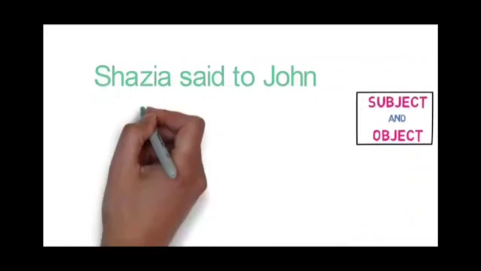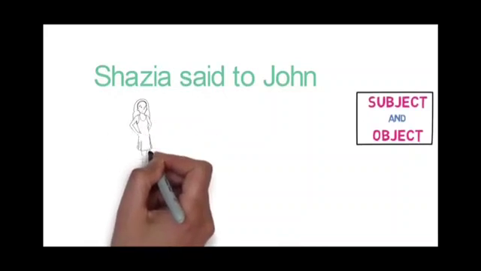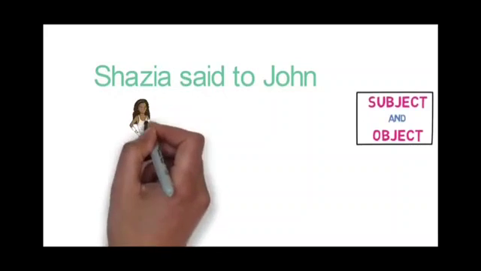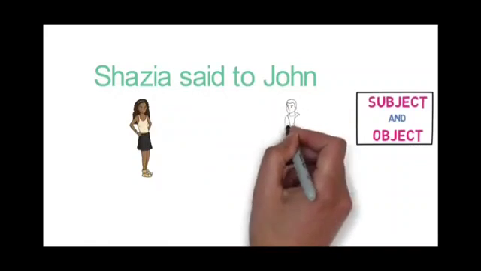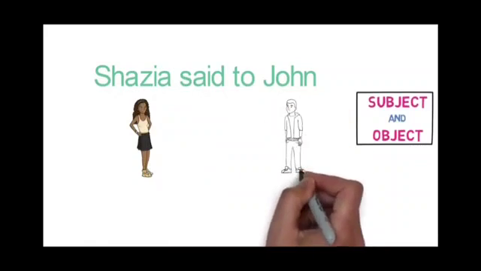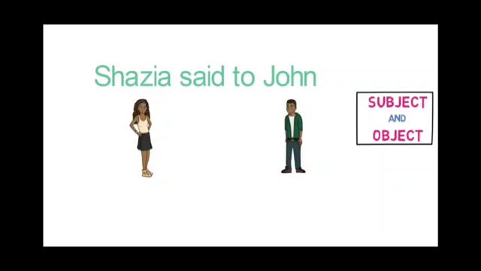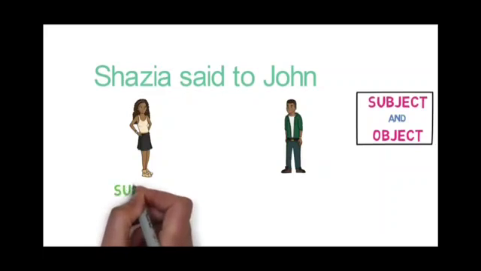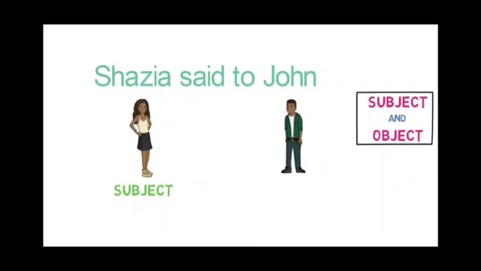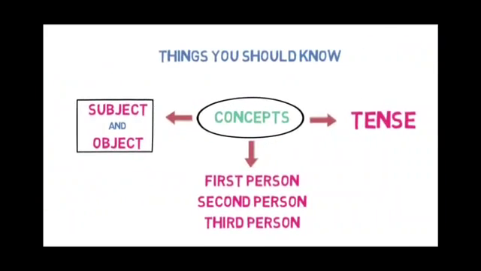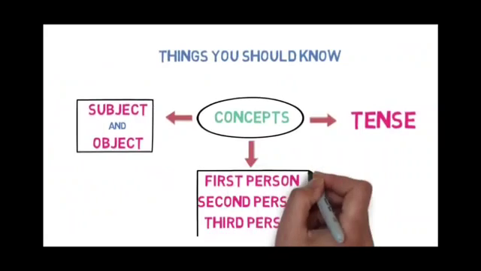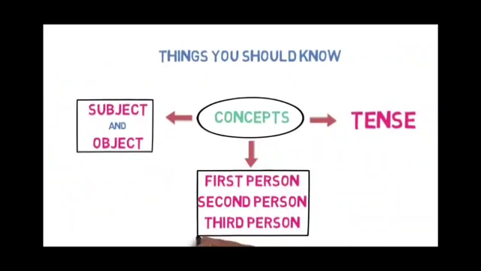Now see, Shazia said to John. At first you have to know what the subject is. Shazia is the subject, of course. Said to is the verb here. And John is the object. Then I think you will come to know what subject and object are. Now I will discuss the first person, second person and third person.